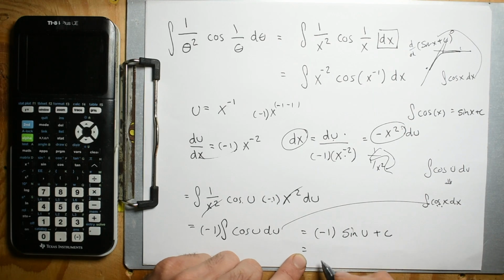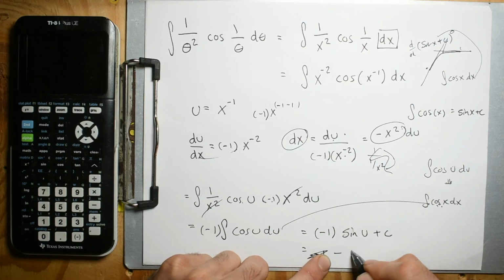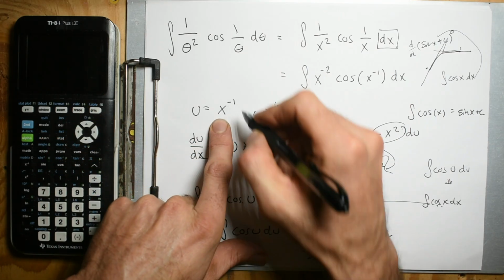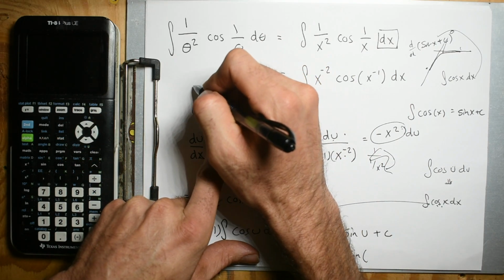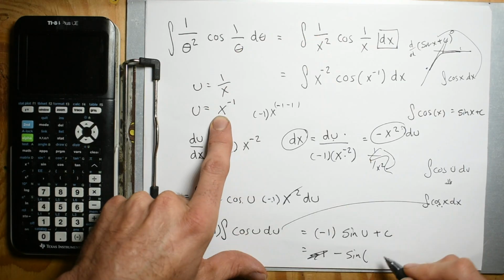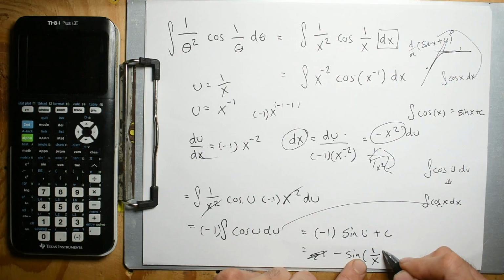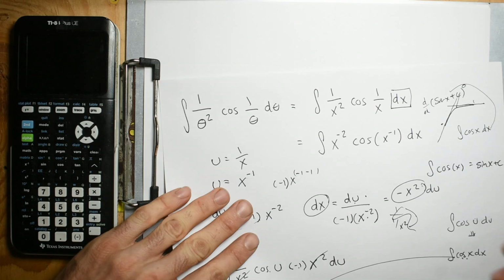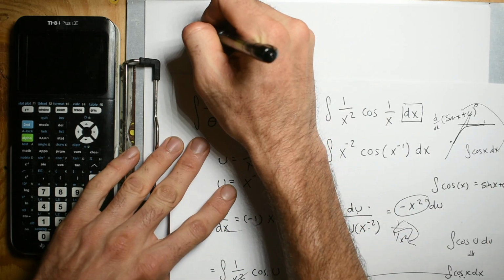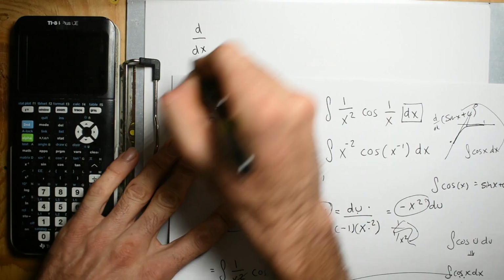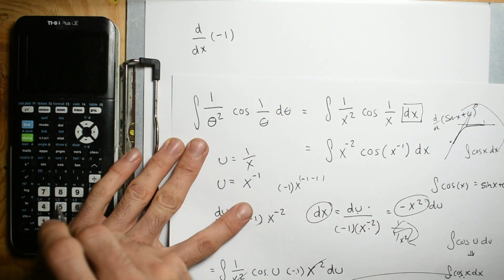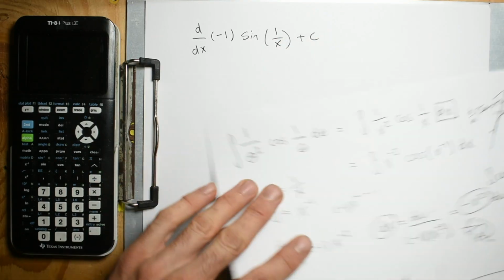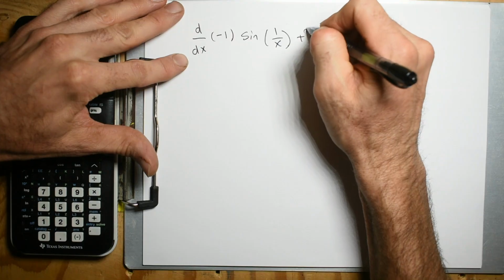And then put in the, so negative, and I'll just do negative sine, plug back the u, which is x to the negative 1. Now I'm going to say this is also 1 over x, just because it visually looks better this way, maybe, plus a constant. And now let's do this one in reverse. So we're going to take the derivative, dx, of negative 1 times sine 1 over x plus a constant.